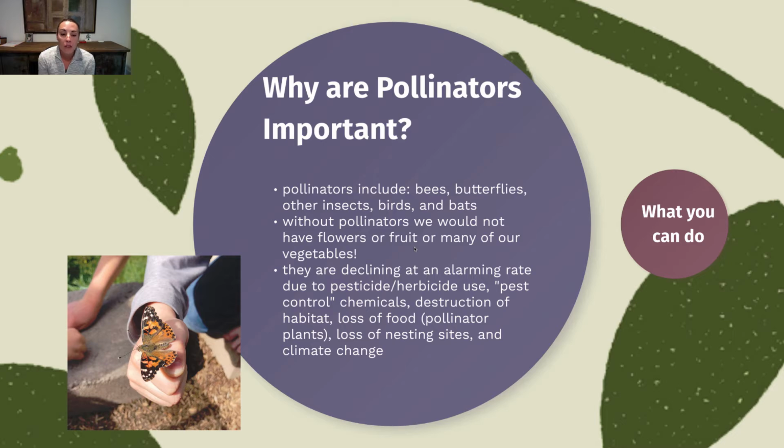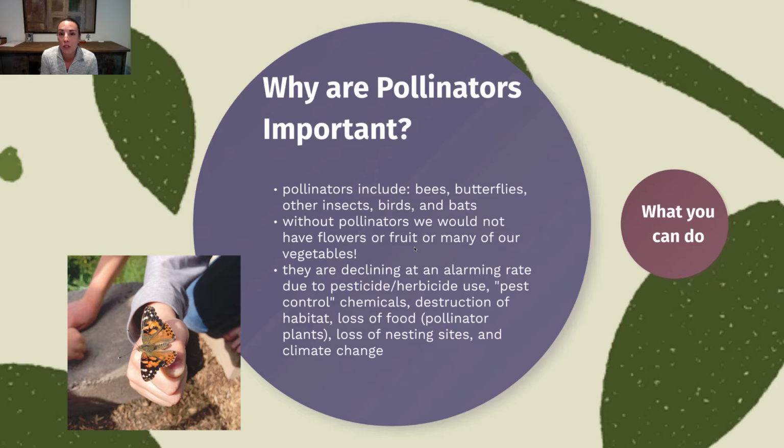Destruction of their habitat, they're losing habitat. We're wiping out fields of flowers to put in lawns or to build houses or to build shopping centers. And we're not returning that habitat once we've built. So we're inserting all of these lawns across America, and instead of lawns, we should be building pollinator gardens. So loss of habitat, loss of food.